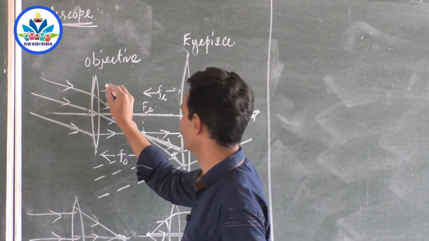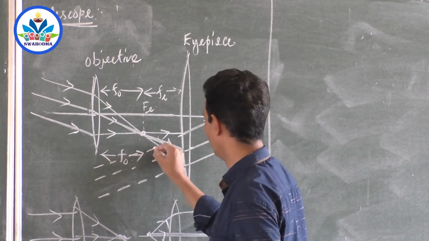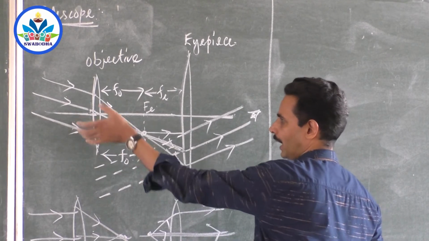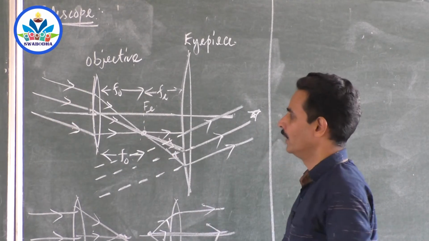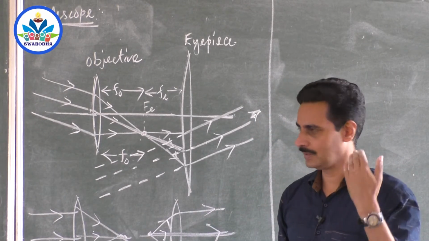Right? So I'll write F0 here, focal length of the objective. So this image formed, suppose you stand in front of the telescope and receive these rays. When you receive these rays directly, what type of image is formed in your retina?